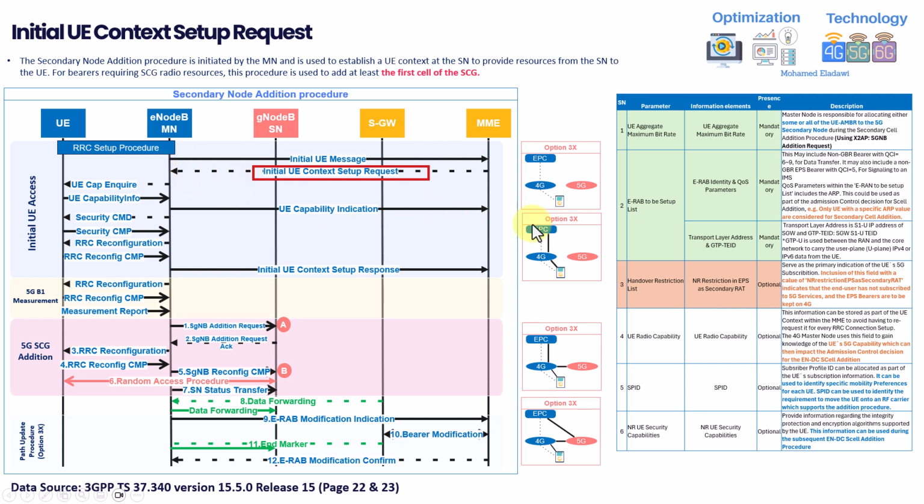Actually, this is very important because you can see I'm highlighting here on the right in this table the mandatory information and the optional information. For example, mandatory, this is the E-RAB MBR, maximum bit rate. This will be forwarded later on through the SgNB request from the eNodeB to the master eNodeB.